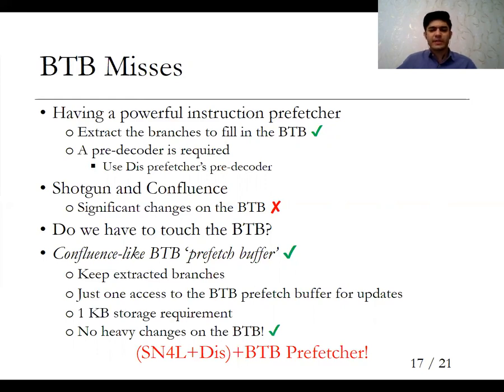We use a Confluence-like BTB prefetch buffer to hold the extracted branches and then move the useful branches from the BTB prefetch buffer to the main BTB. In this way, the BTB can remain untouched and just a simple small BTB prefetch buffer is added near the BTB.